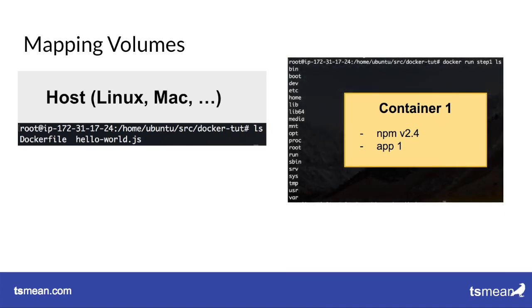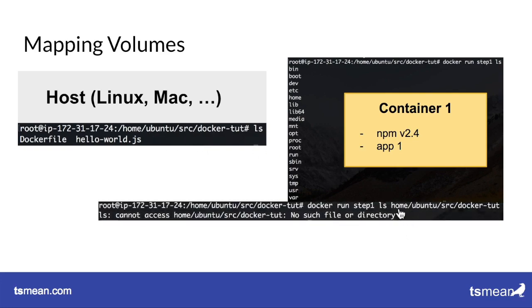But in the container, when I run the same ls command, we have seen we can just put in commands to the Docker container. Then I see it puts out a whole new list of directories that is not here on my host. Also, if I try to go to this directory, home Ubuntu source docker toot, which is this one, I see this directory doesn't even exist. So there's really a lot of isolation going on.